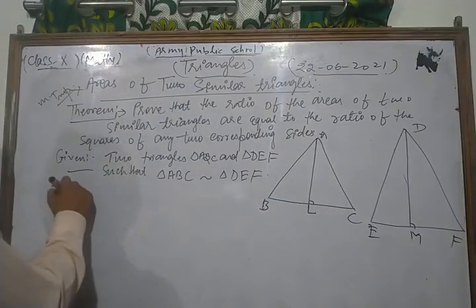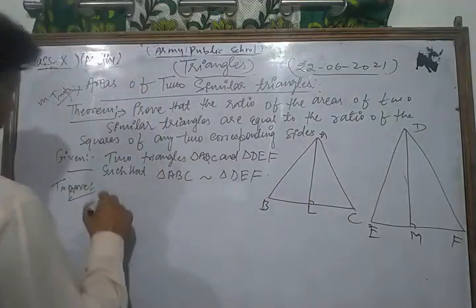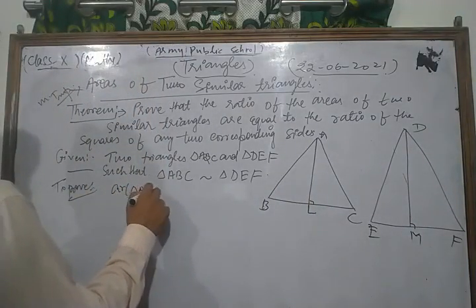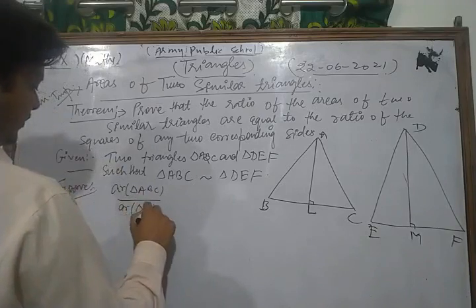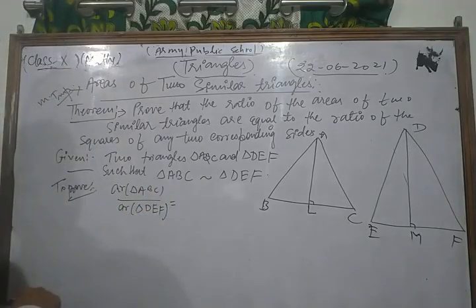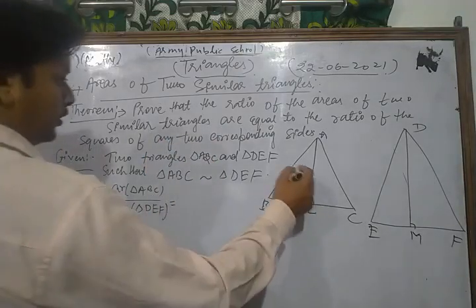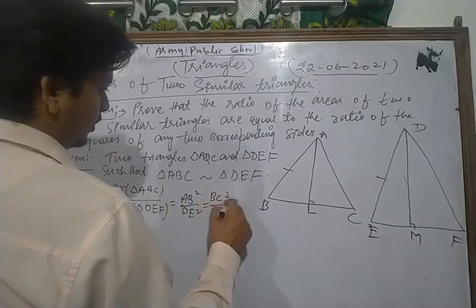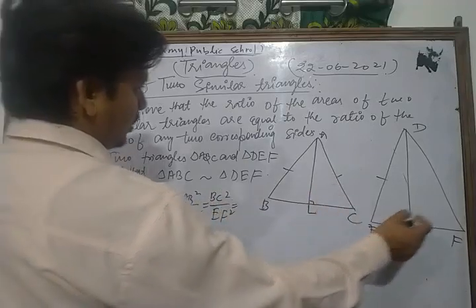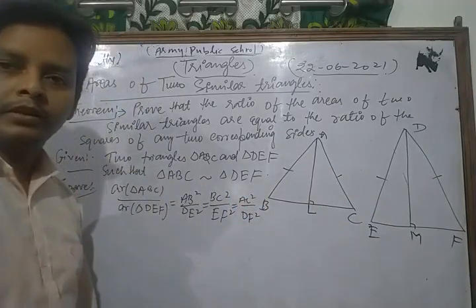To prove, we have to show that the ratio of areas of two similar triangles, that means area of triangle ABC upon area of triangle DEF, is equal to the ratio of the squares of any two corresponding sides, means AB square upon DE square, equal to BC square upon EF square, equal to AC square upon DF square. We have to show this result.